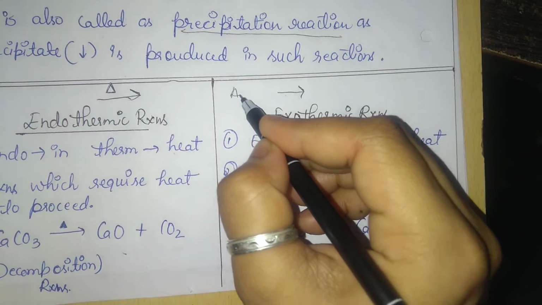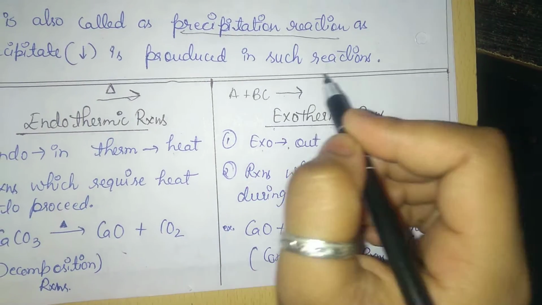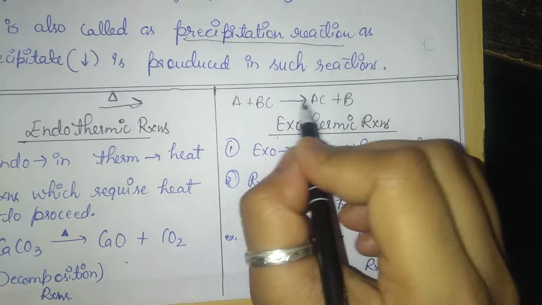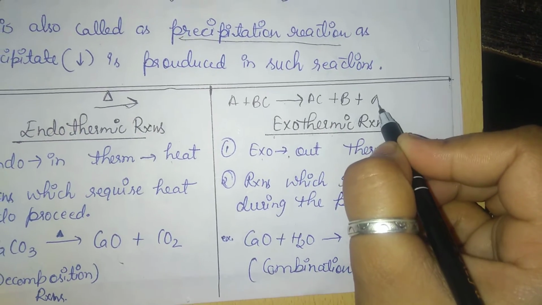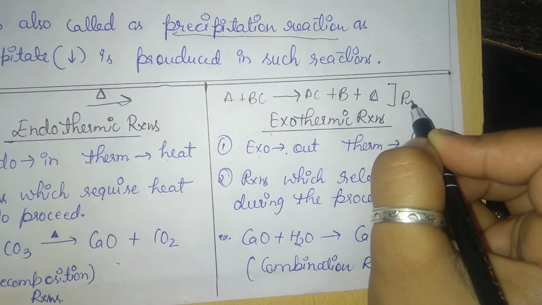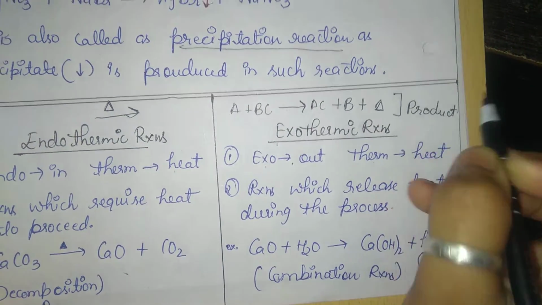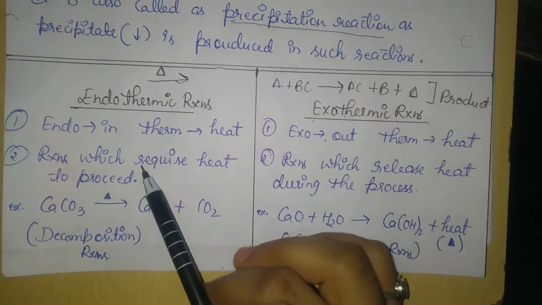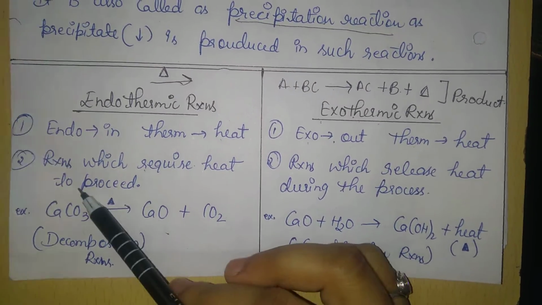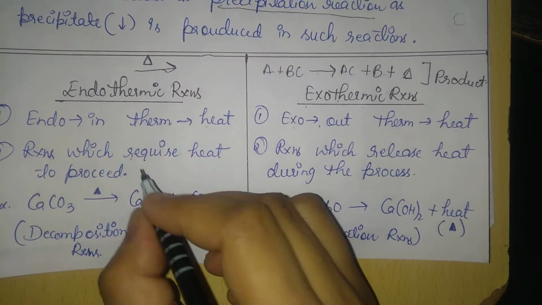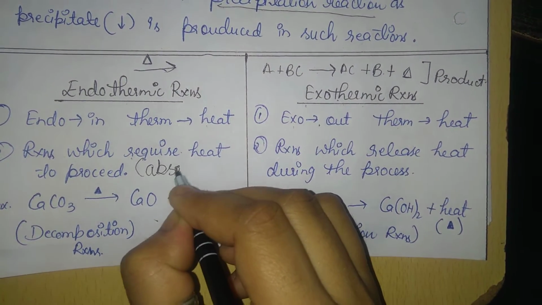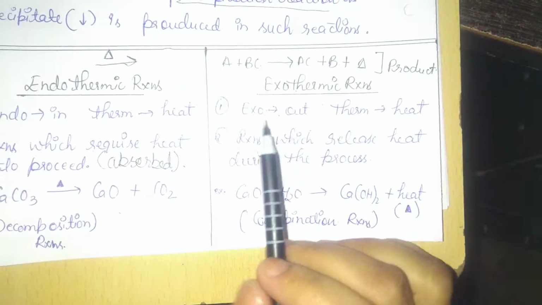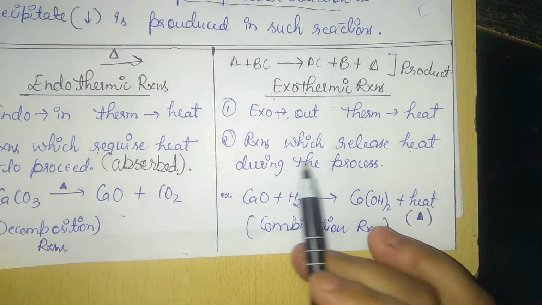For example, this is your A and this is your BC, and they are reacting with each other to form something like AC plus B. This is just a skeletal, don't go with it. And heat is here. I mean, heat is present on the product side, so it means heat is released in this reaction. So this reaction is an example of exothermic reaction. Okay, so coming to the definition, endothermic reactions are the reactions in which heat is required to proceed the reaction or heat is absorbed during the reaction. Okay, and exothermic reactions are those reactions in which heat is released during the process.